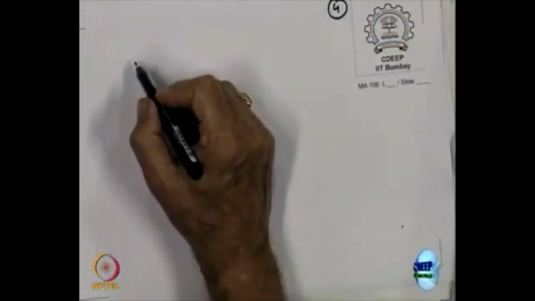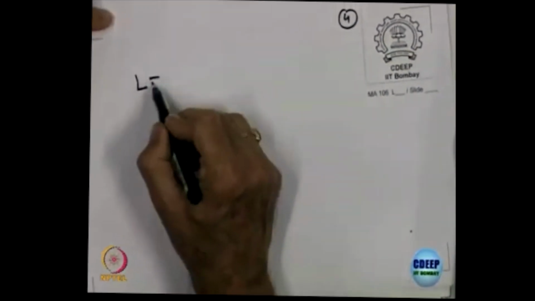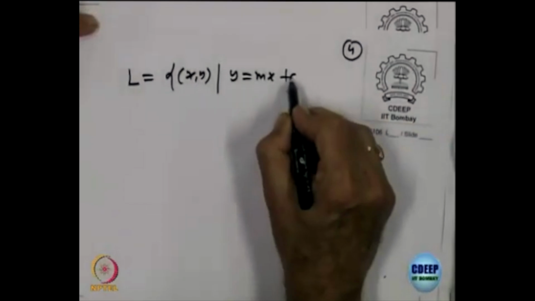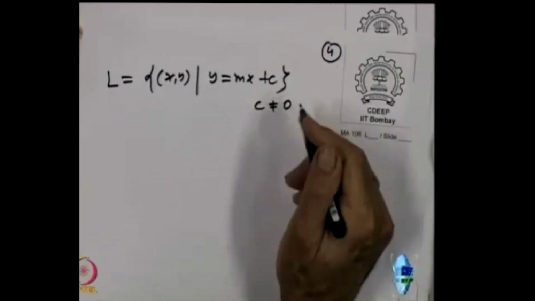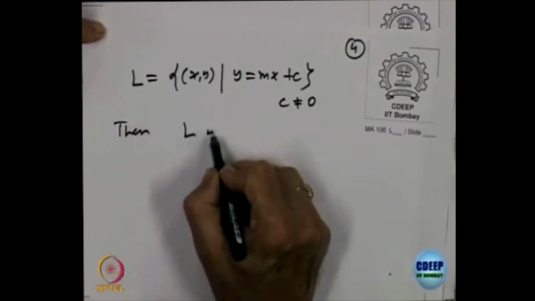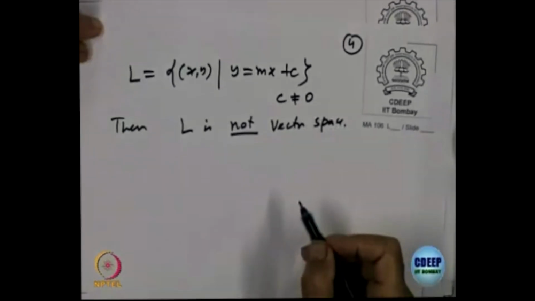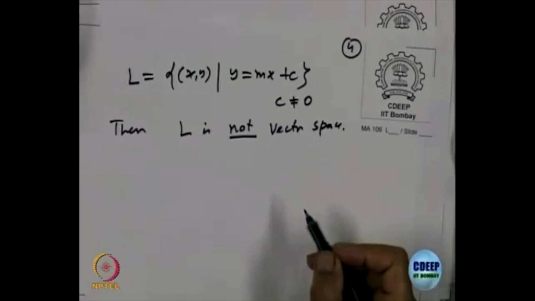The conclusion is that if I take L equal to the set of points (x, y), where y is equal to mx plus c, c not equal to 0, then L is not a vector space, because if I take two elements and take scalar multiples of them and add, that is not again in the same set. So in the plane, every line through the origin is a vector space, every line which is not through the origin is not a vector space.